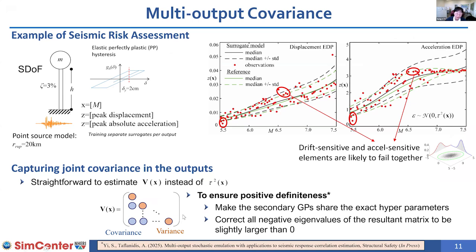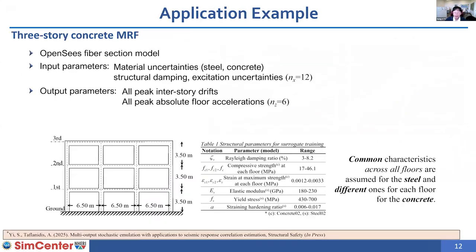So to do this, we introduced some tricks like constraining the hyperparameters of the GP that is used to predict each of these parameters. And also we added a final projection or correction step to make sure that our final prediction is going to be positive definite.